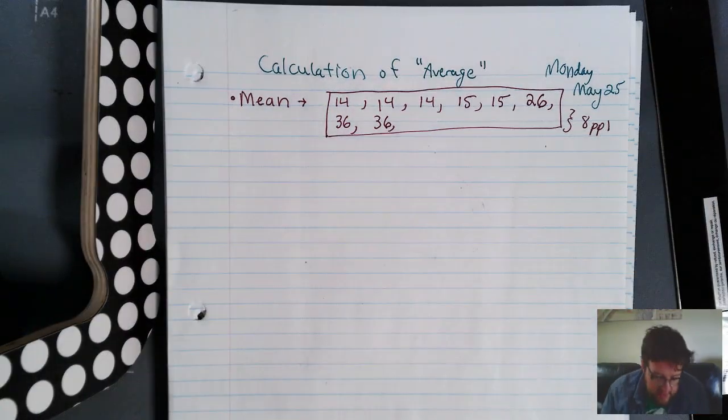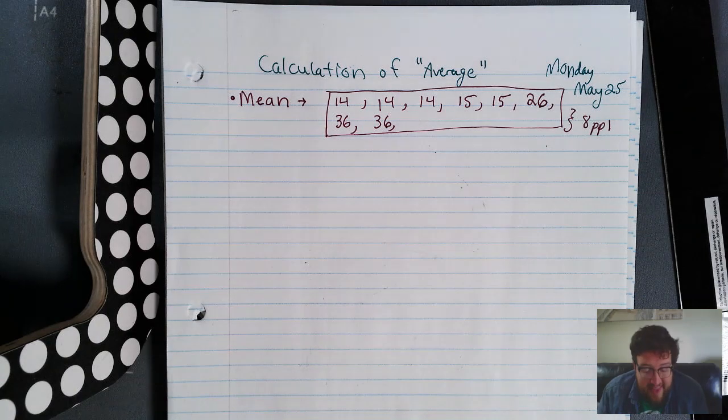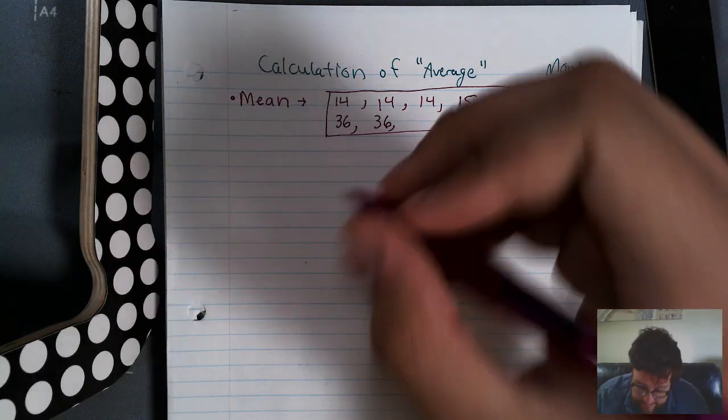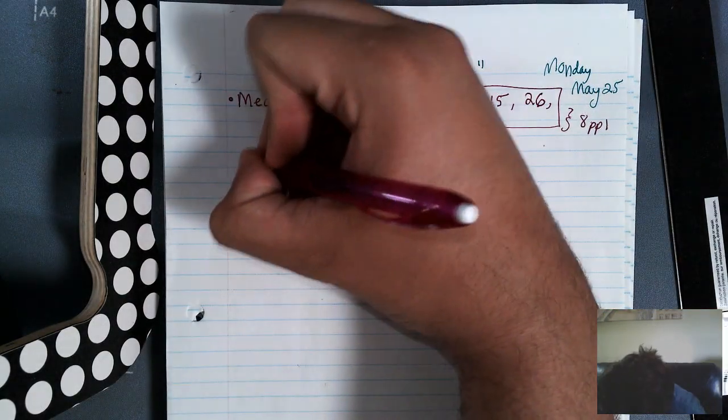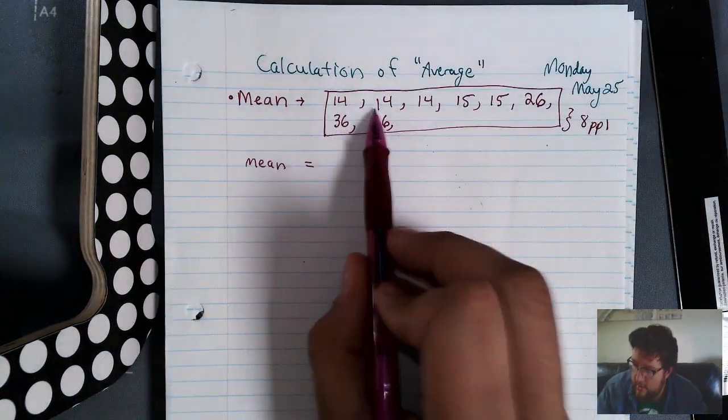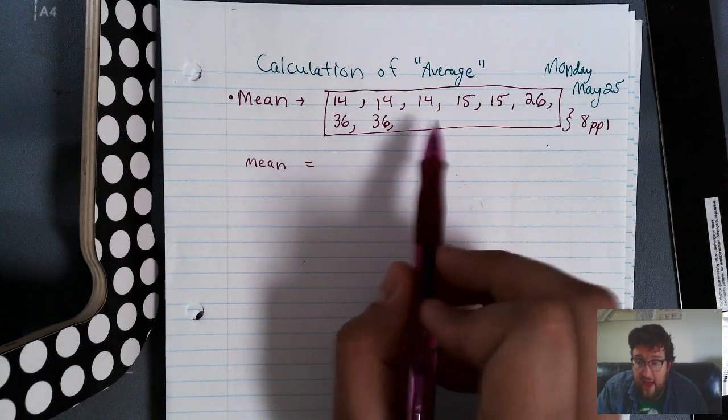So to find the mean with these 8 people, we're trying to find the average. The mean is equal to the sum of all of these. So we have to add all of these numbers up.